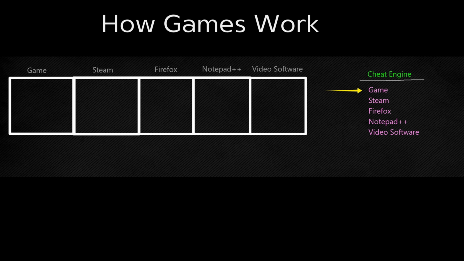If we zoom back out to where all the programs are running in our RAM, we can see that the game as well as other desktop apps are running. Cheat Engine will look at all the programs running and you choose which memory you want to look into. So you will select the game to look into the game's memory.